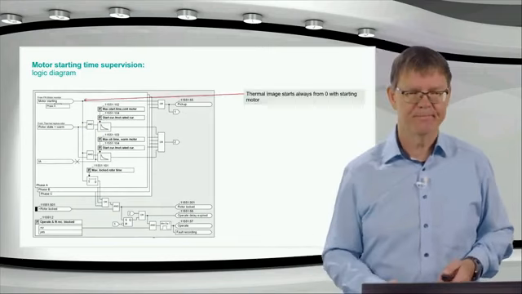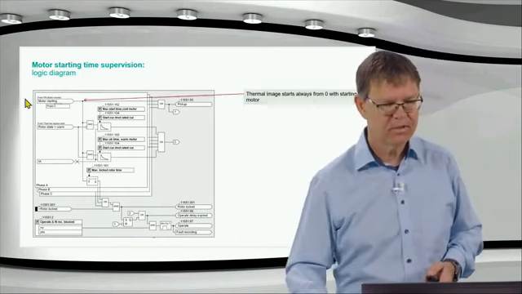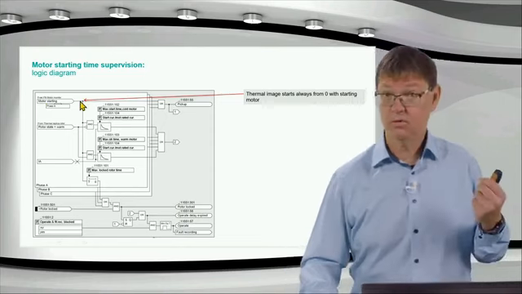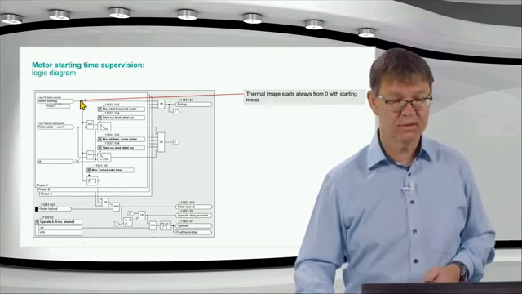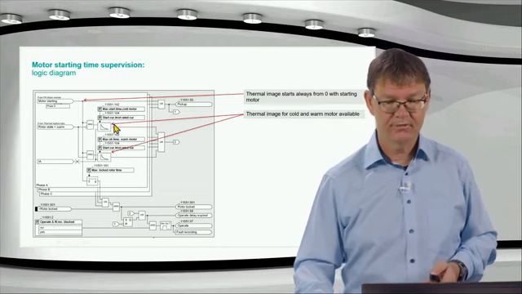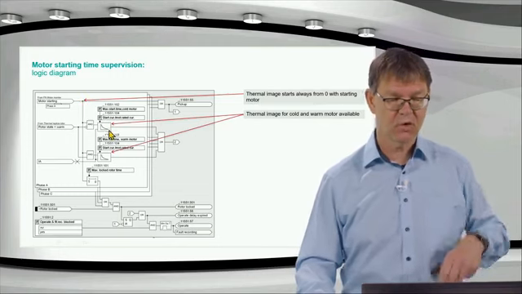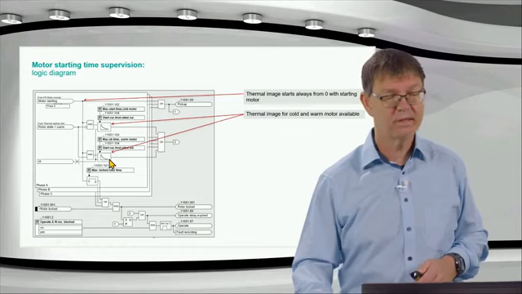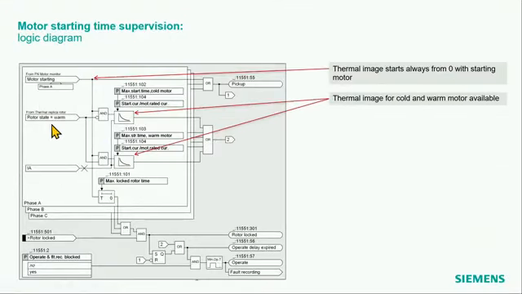Quickly, the logic diagram here. We start always at 0 with the temperature calculation when the motor is starting here. Then I have here the two thermal images for the warm and the cold motor, depending on the status. Is the rotor state warm or cold? Then the one or the other one is applied. And yeah, if the maximum temperature has been reached, then I go in here, the 2, and then I will have here at the end the operative signal.